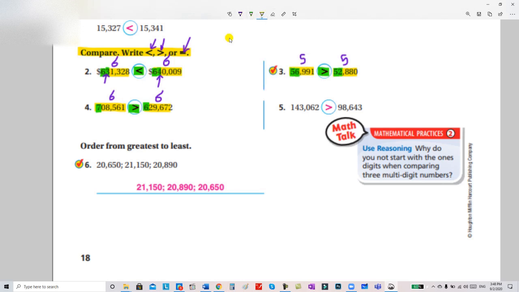We have these two numbers and we want to compare between them. First step, as we all know, we are going to count the digits. 1, 2, 3, 4, 5, 6. 6 digits. And we have here 1, 2, 3, 4, 5 digits. So we have here 6 digits and we have here 5 digits.